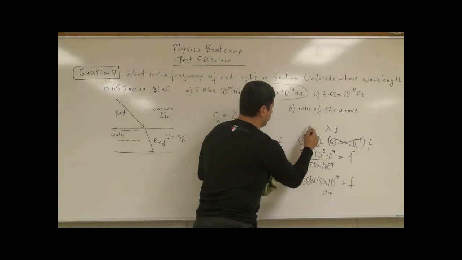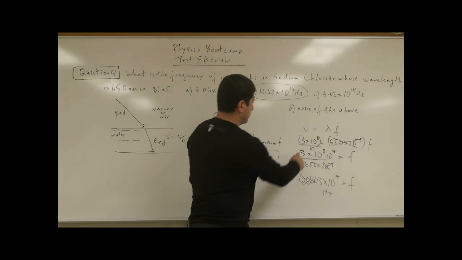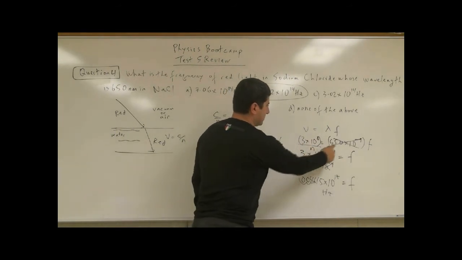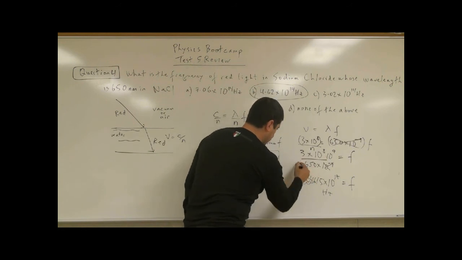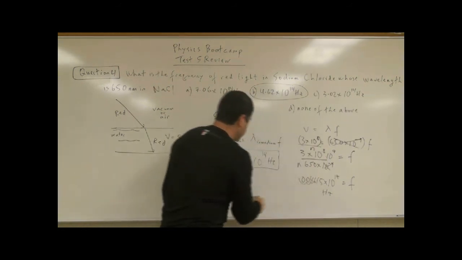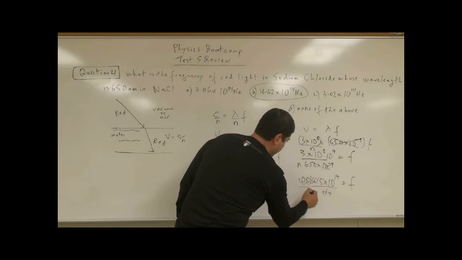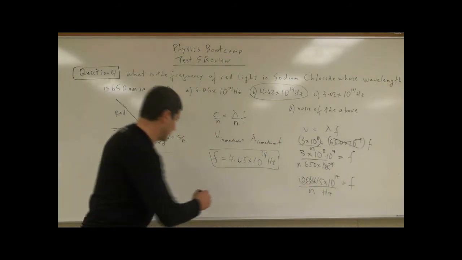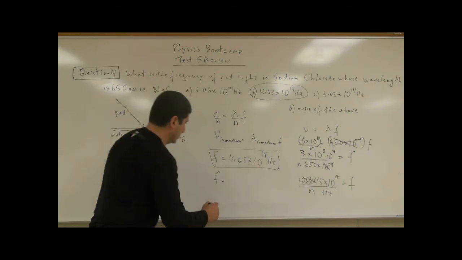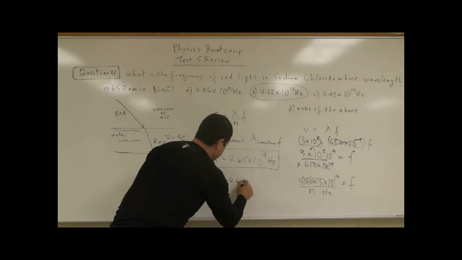Well, the rest of it stays the same. So change this to V, right? You go 3 times 10 to the 8, over n. We would use the 650 again. The 650 would come down here again. I would have an n. So then basically what would happen is I would have to divide this answer by n. The frequency of the light beam would equal 4.615 times 10 to the 14 divided by n.